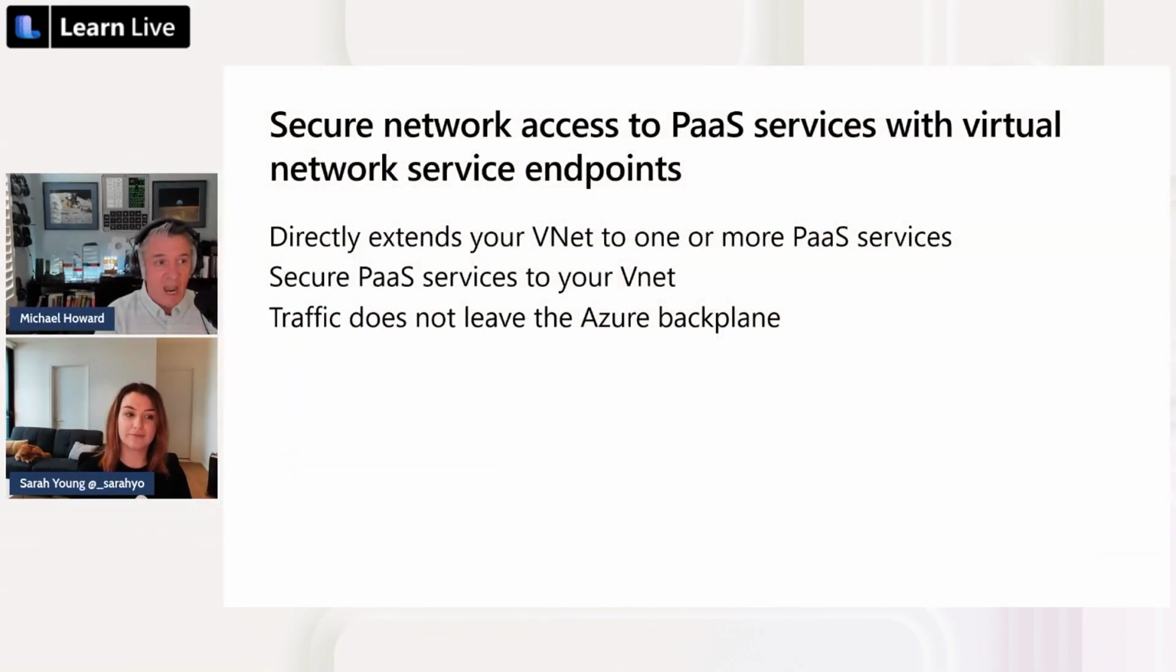I really want to stress that because it's a PaaS service, but you're now accessing it using private IP addresses, so the traffic stays on the Azure backplane. And what's really important is that your VM might access storage using its public IP address, but under the covers, we will actually be accessing it using the private IP address instead, as part of essentially an extension of your VNet.